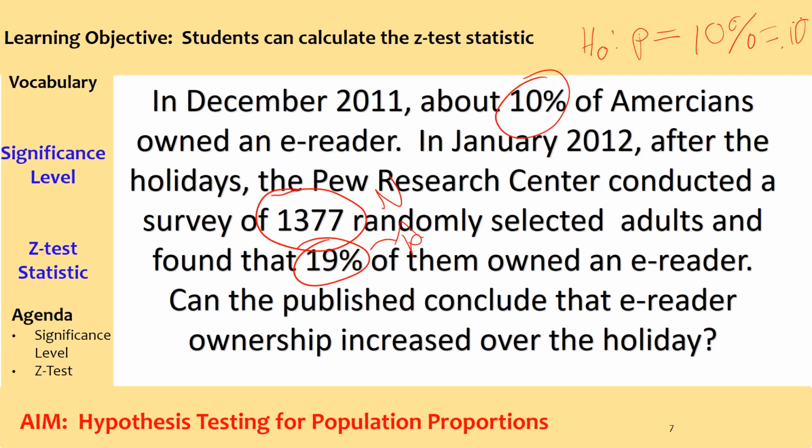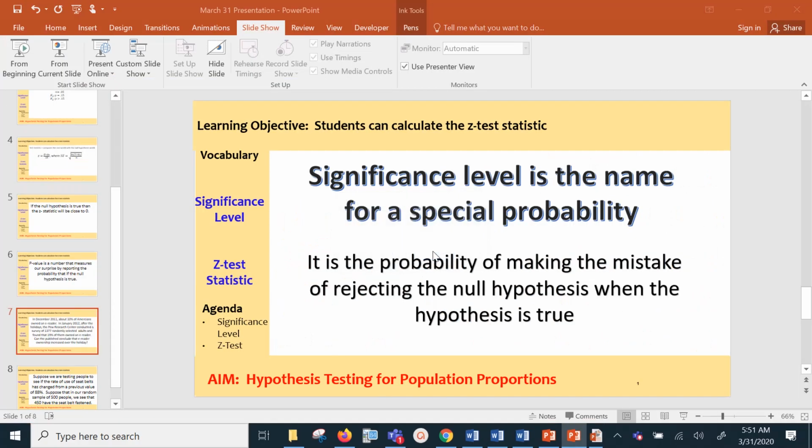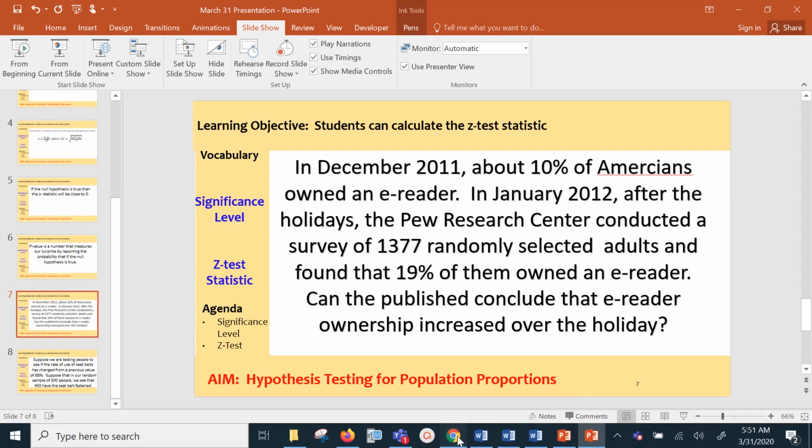And we need it in decimal form, so it's better to write it as 0.10. And HA is that it's bigger than 10%. That's what we want to test out, right? We want to see if it's bigger than 10%. So what we're going to do right now is we're going to go to a calculator.